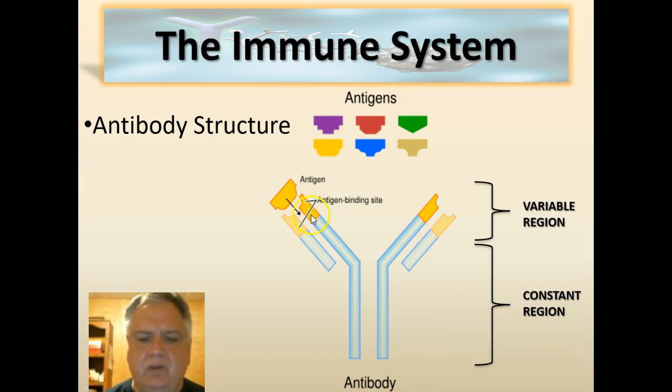So for example, this antibody can bind this yellow antigen, but it can't bind purple, red, green, blue, or beige, because if you notice, they don't have the right size or the right shape to fit into and therefore bind with the antibody. So different pathogens are going to produce different antigens. This antibody can recognize a pathogen that produces this antigen, but not this antigen.